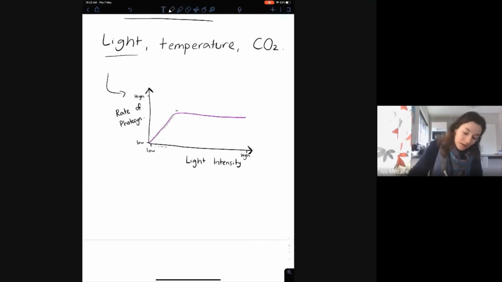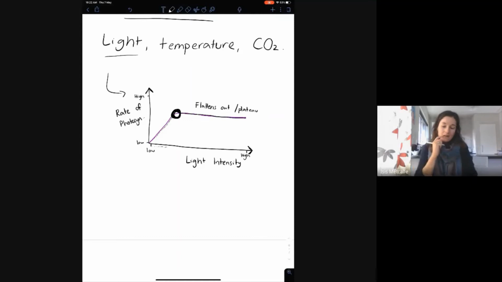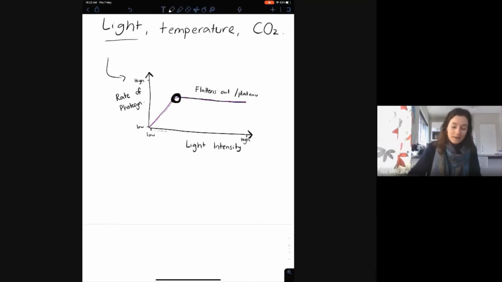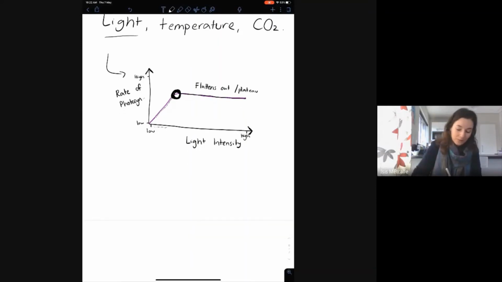But when we get to about here, we can see that the rate now just plateaus or flattens out. Flattens out, plateau. I can never spell this. E-A-U. Yeah. So the rate has flattened out. It's no longer increasing anymore. And why is this? The reason why this happens, there's two reasons. The first reason, I'll just put, why does the rate flatten.